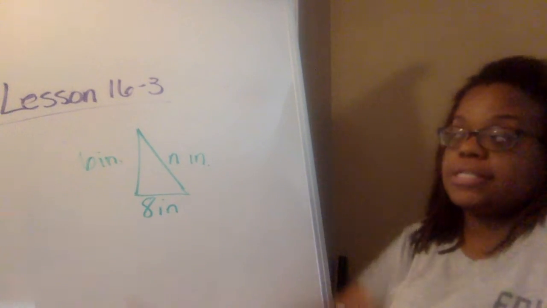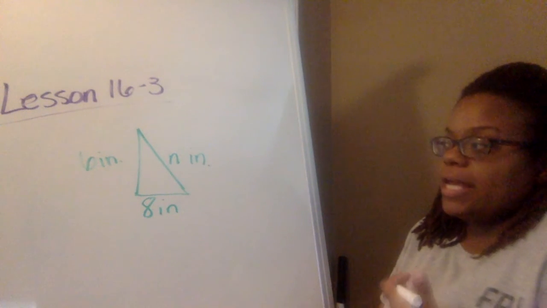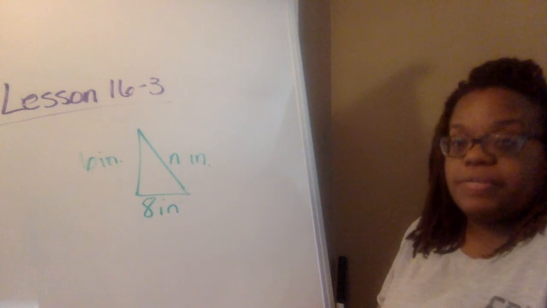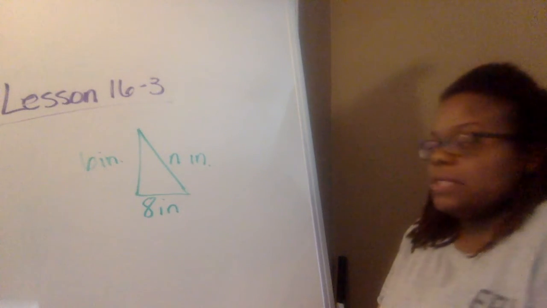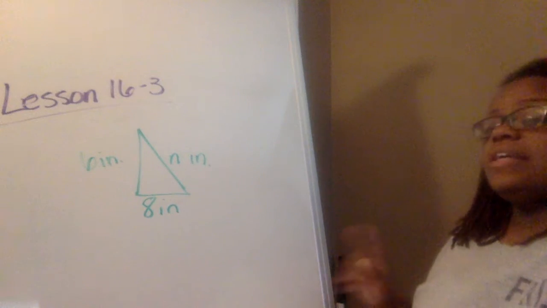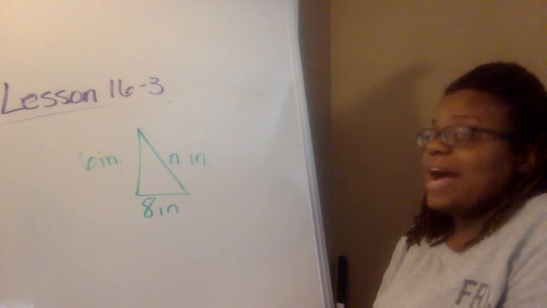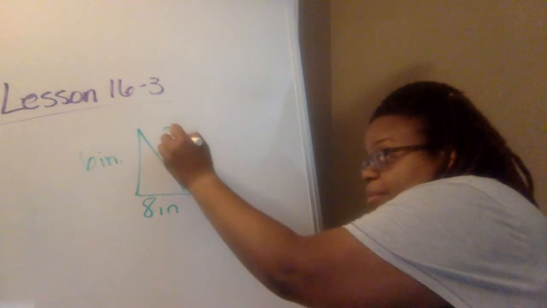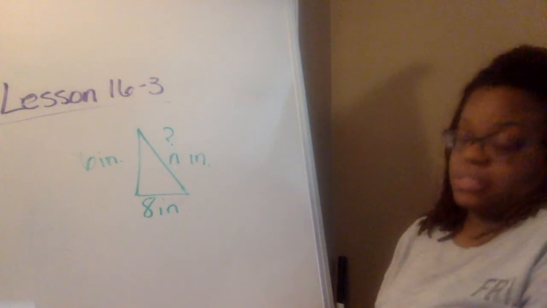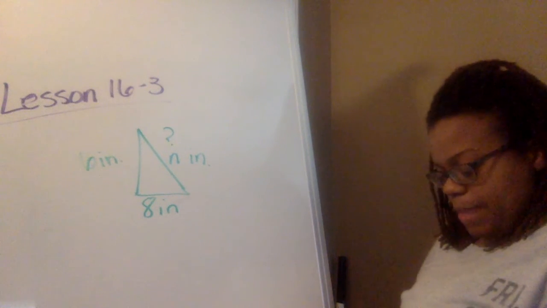So here we're going over the most missed questions in lesson 16-3. I just went ahead and drew the triangle that they gave me and labeled it. I was getting ready to go over this right here, which is that N. That N stands for the number that is unknown. So I can make an N, I could put a question mark. It's the same thing. That's the part that I do not know. So I'm going back to reading my problem.